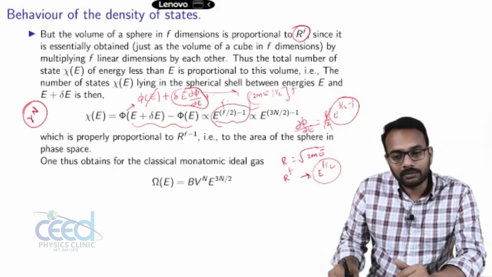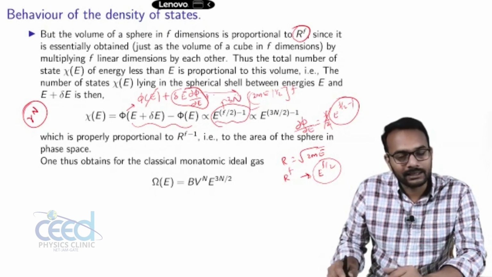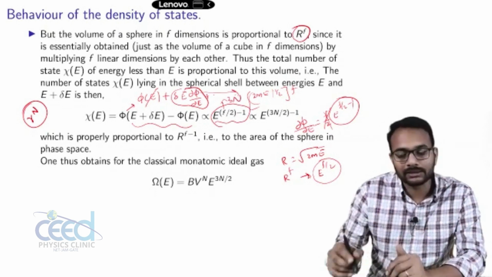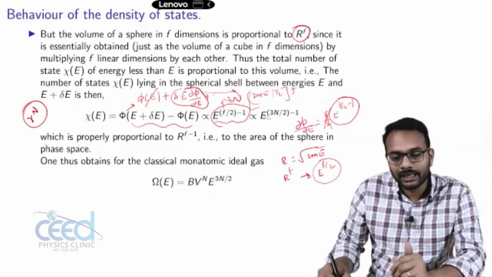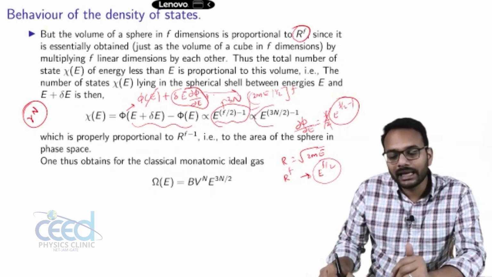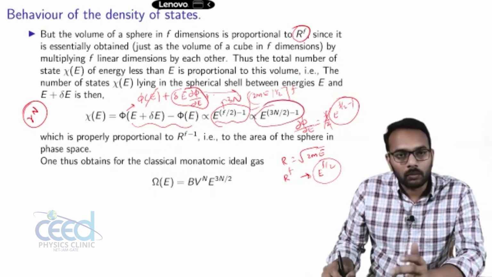Okay, നമുക്കറിയാം ഇവിടെ f എന്ന് പറയുന്നത് 3n ആണ്. That these are the total number of particles. So f is 3n. ഓരോ പാർട്ടിക്കിളിന് 3 momentum coordinate. So it's 3n. So it goes like e raised to 3n by 2 minus 1.